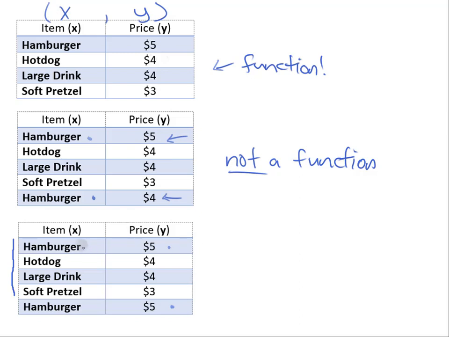Okay, so if you do have a repeated x value, or x item, if the y values are exactly the same, it's okay. That would still qualify as a function. We've just listed the same value or same point on our graph twice. That would technically be okay.